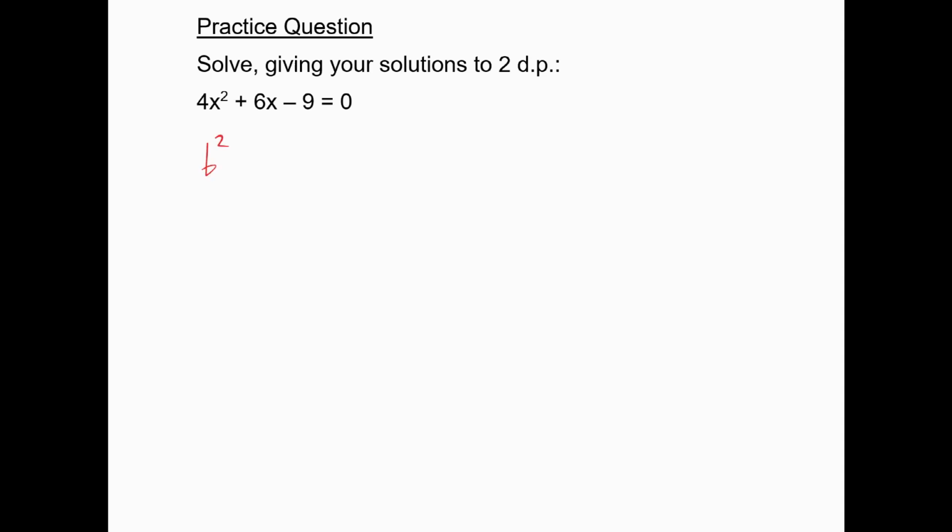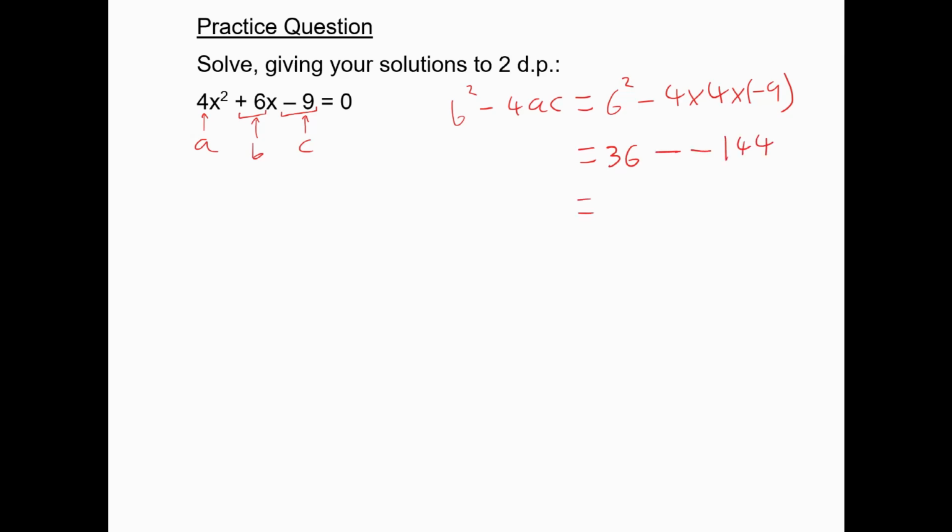So firstly, let's work out b squared minus 4ac. First of all, let's identify a, b, and c. a is 4, b is plus 6, and c is minus 9. b squared minus 4ac is therefore going to be 6 squared take away 4 times 4 times minus 9, which is 36 take away minus 144. 36 minus minus 144 is 36 plus 144, which will give me 180.